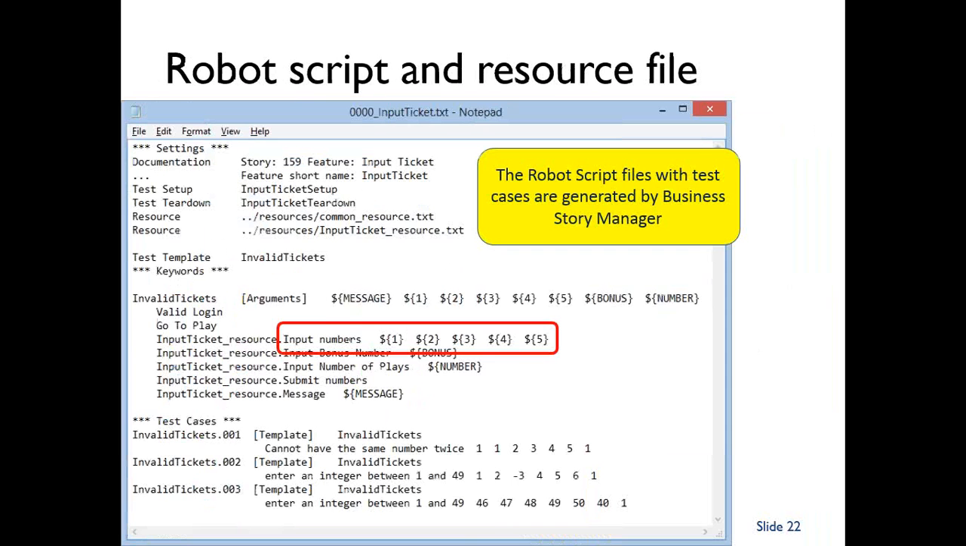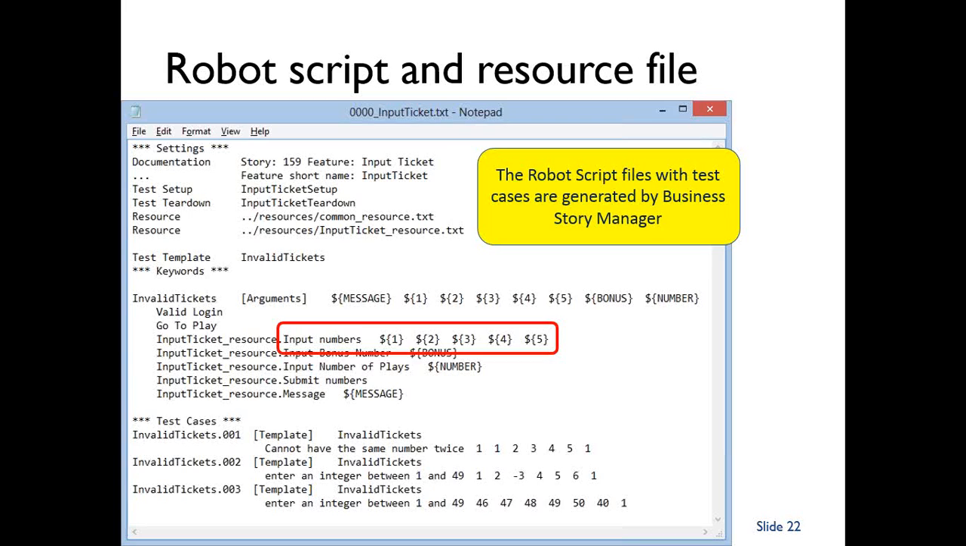Okay, so here's an example. Let's look at input ticket.txt. This is the test case file that relates to the feature input ticket. Now, there is just one test scenario which generates this test case, and it's not so easy to interpret what's going on in here.